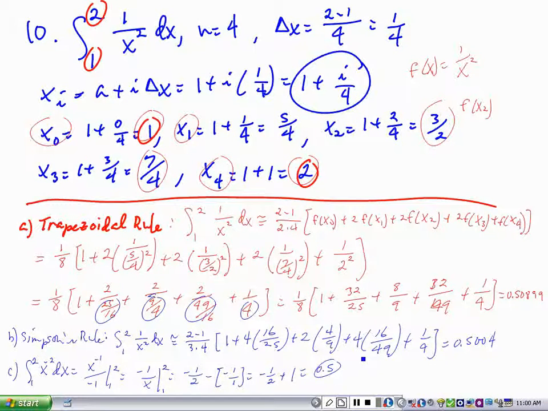So you notice that Simpson's rule is a little bit closer in its approximation to the true exact value than compared to the trapezoidal rule.